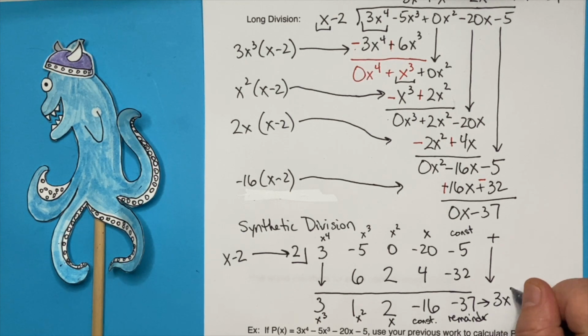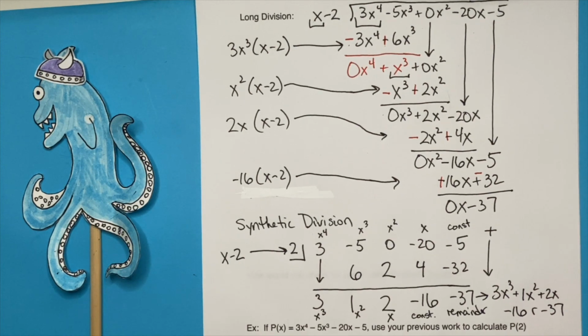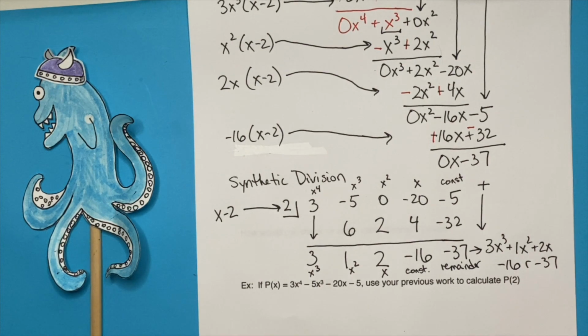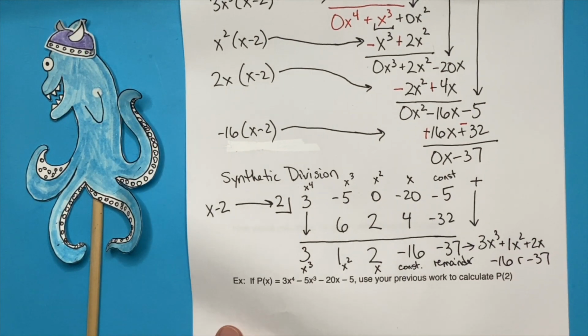So it's 3x cubed plus 1x squared plus 2x minus 16, remainder -37. And that's how you do it. Okay, next up, we have to remember something from the previous video to answer the next one. Oh my goodness, everything's just rock and rolling today.